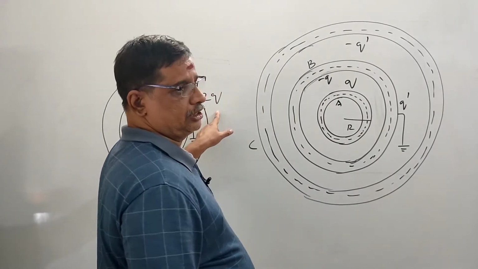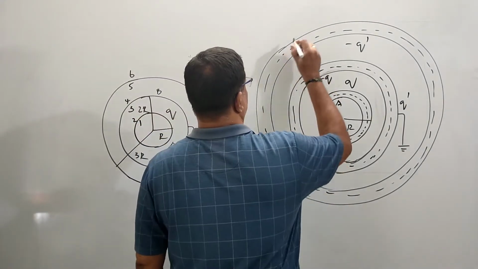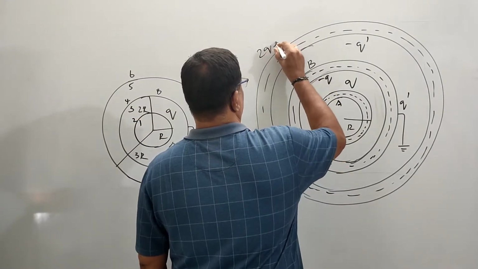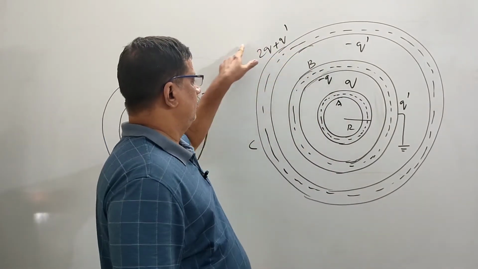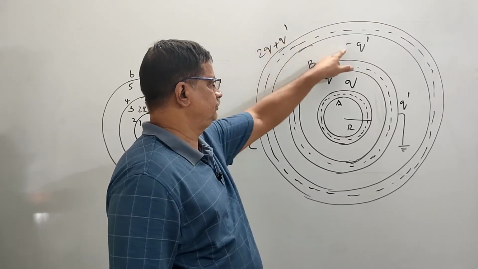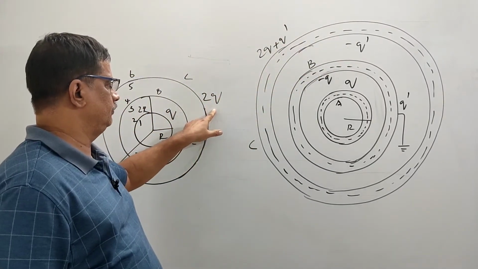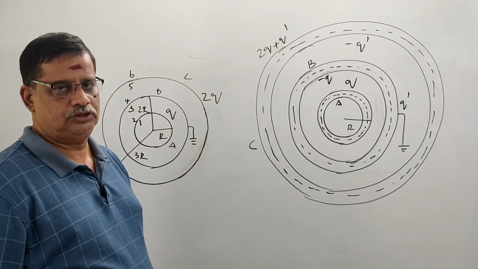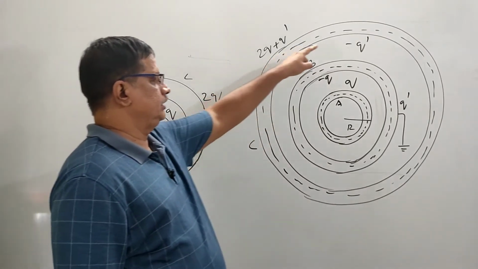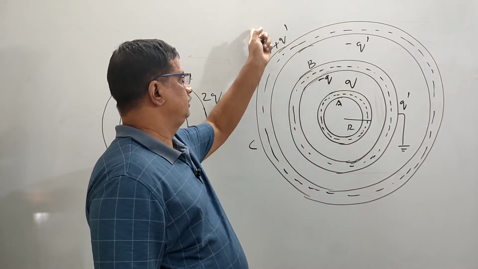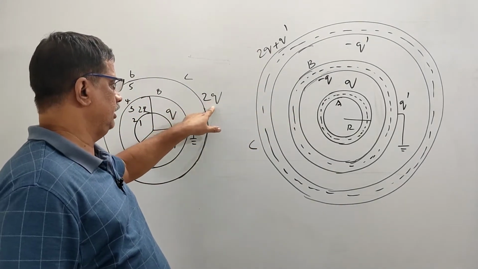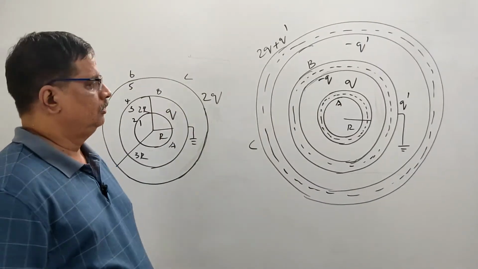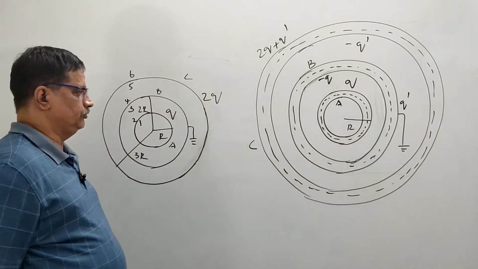Since you have given it a charge 2Q, on the outer surface of C, the charge appearing should be 2Q plus Q dash. So when you add the charges on both the surfaces of C, you will get the charge that you had given, which is 2Q. Understood? When I add the charges appearing on the inner surface and outer surface of C, I will get the charge which I had given it in the beginning, which is 2Q. So this is how the charges are distributed.